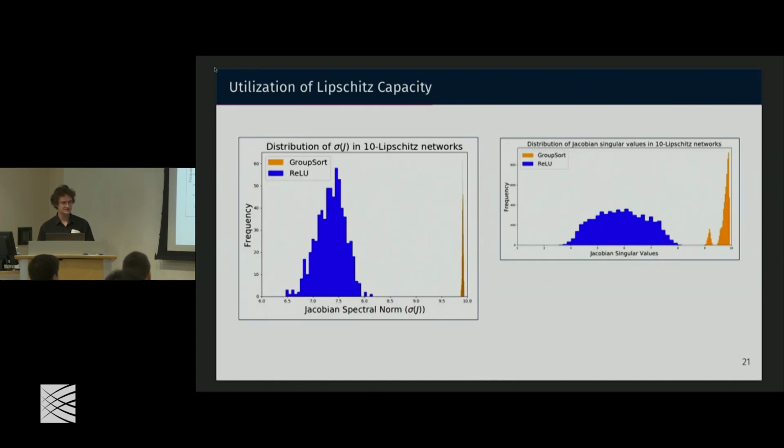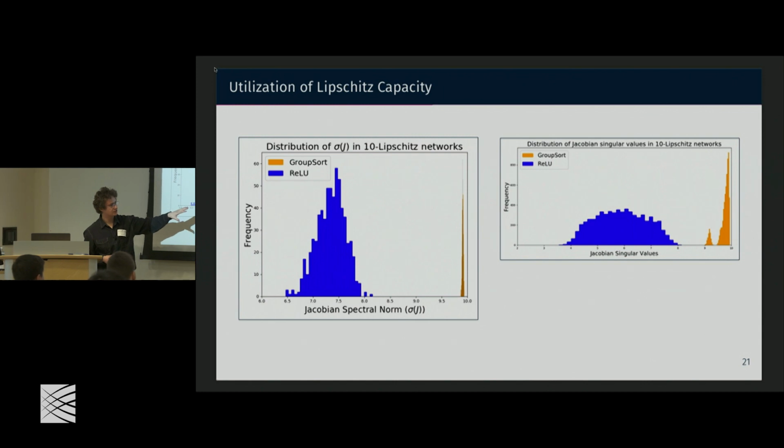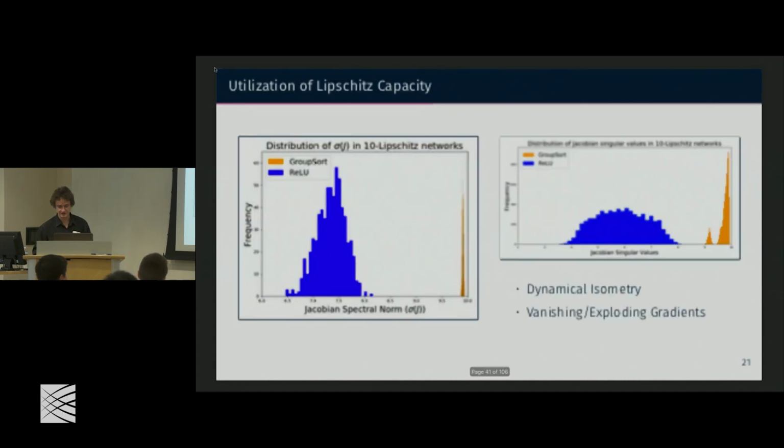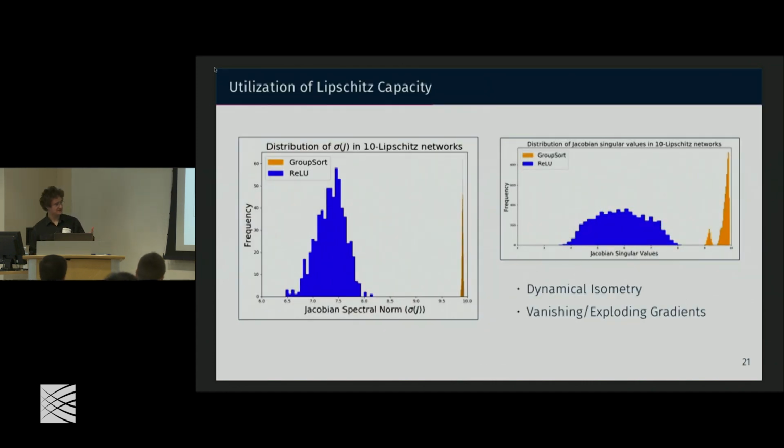And if you plot a histogram of all of the singular values of the input-output Jacobian, we see that we're still pretty close to 10, which, in reference to the last part of Roger's talk, shows that the input-output mappings we learn are very well conditioned, and they satisfy the dynamical isometry property throughout training as well. And as a side effect of this approach, we also get around vanishing and exploding gradients for free.